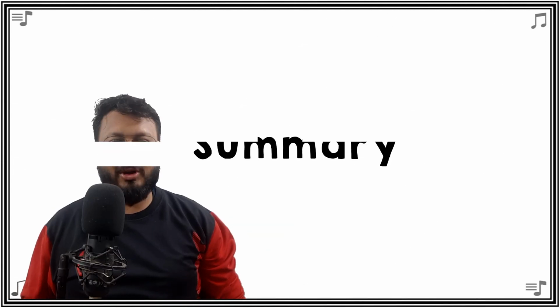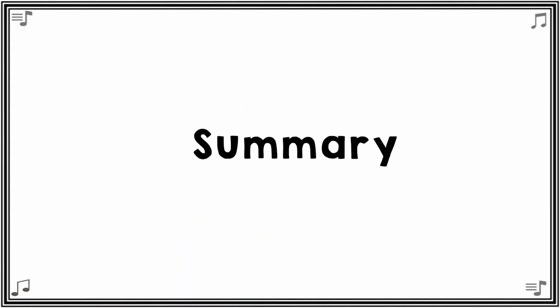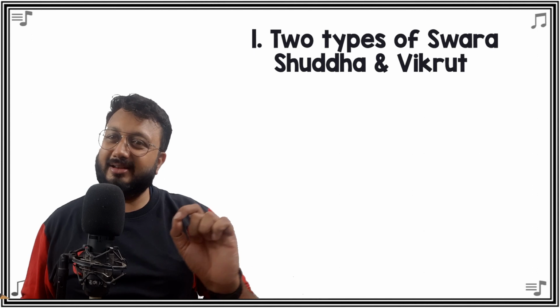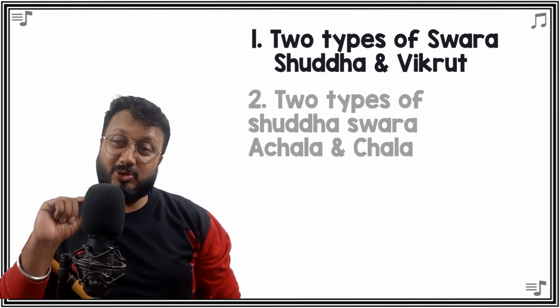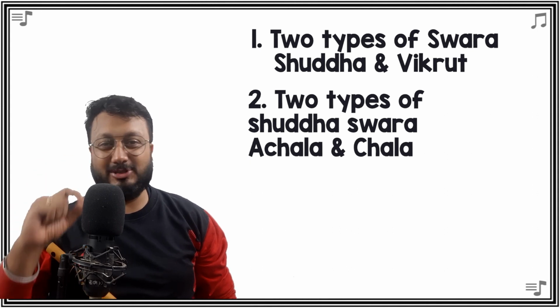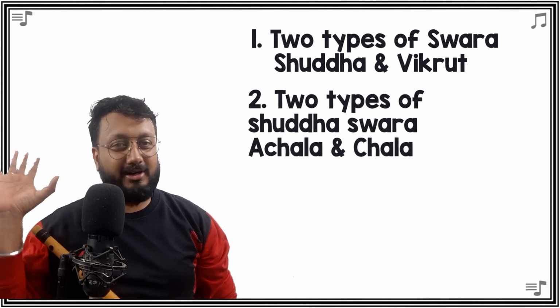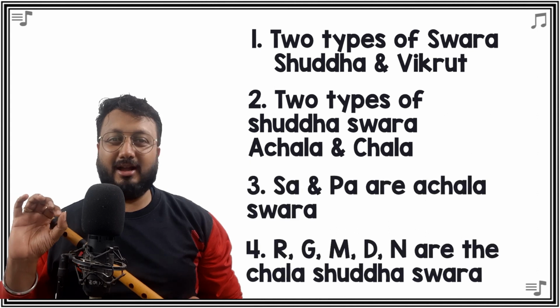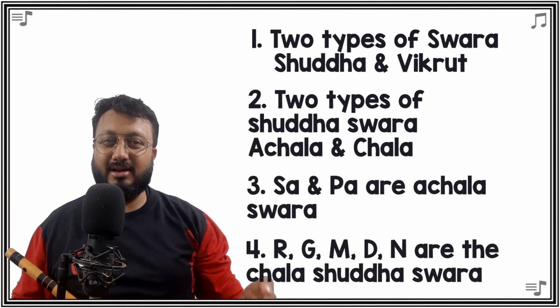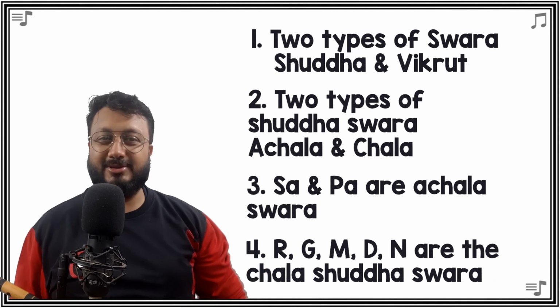So this was all about the types of Swara in Saptak. Let me summarize it for you. There are two types of Swara, the Shuddha Swara and the Vikrut Swara. Now there are two more types of Shuddha Swara, that is Achala Swara and Chala Swara. Sa and Pa are the universally accepted Achala Shuddha Swara. Re, Ga, Ma, Dha and Ni are the Chala Shuddha Swaras.